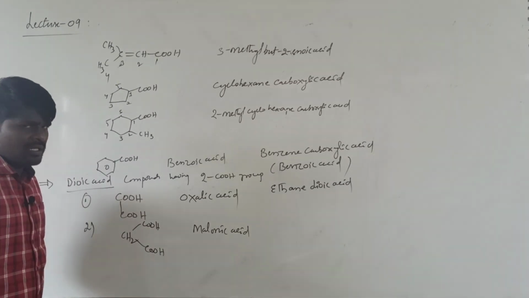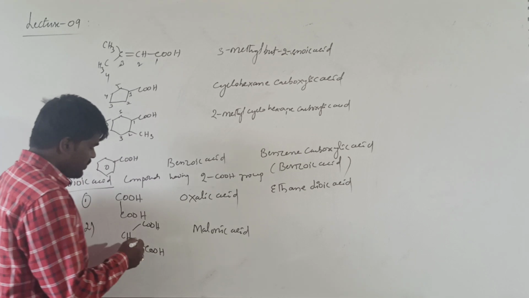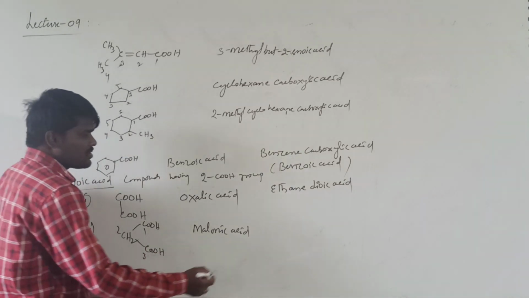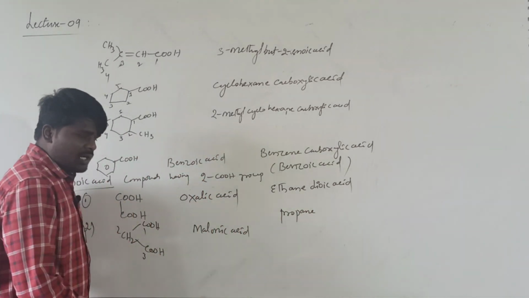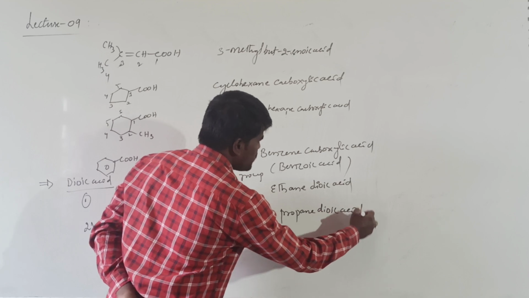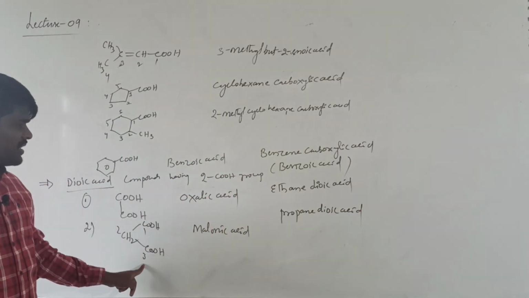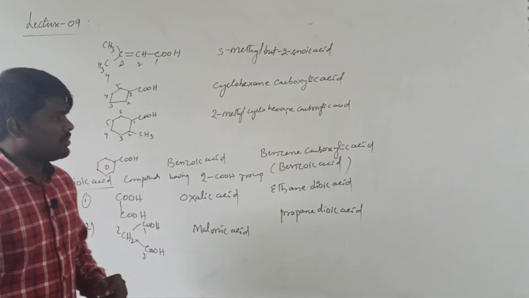I am repeatedly saying that the common names of carboxylic acids are very important. How many carbons are there? 1, 2, 3. This is called propane 1,3 dioic acid, or you just simply call it dioic acid. Since we are considering these carbons in the parent chain, we are calling it oic acid. If you don't consider them, what do you have to call it? Carboxylic acid you have to call it.